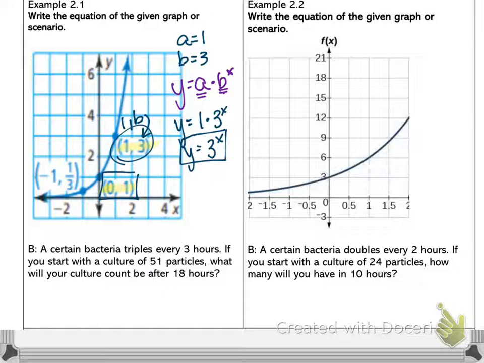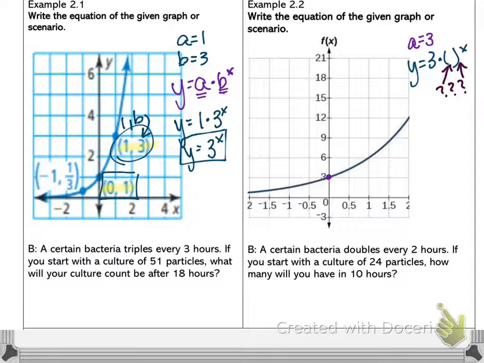But what if it's not 1? What process would it be then? Well, again, we can look at our picture on the right-hand side, example 2.2. We have a y-intercept at 3. So I know that a is equal to 3. If I were to plug that into my equation, it would be y equals 3 times something raised to the x power. All right, and the question is, well, what is this something? What is this going to be?